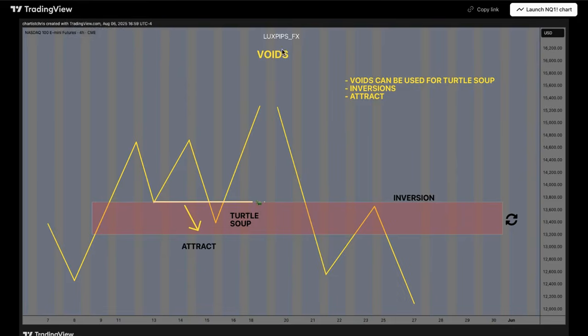So speaking about the voids, as we can see, voids can be used for turtle soups. They can also be used as inversions, and they're used to attract price. So you can see price is attracted by the void. The void uses this low as a turtle soup to continue, and when price comes back, it inverts the void.